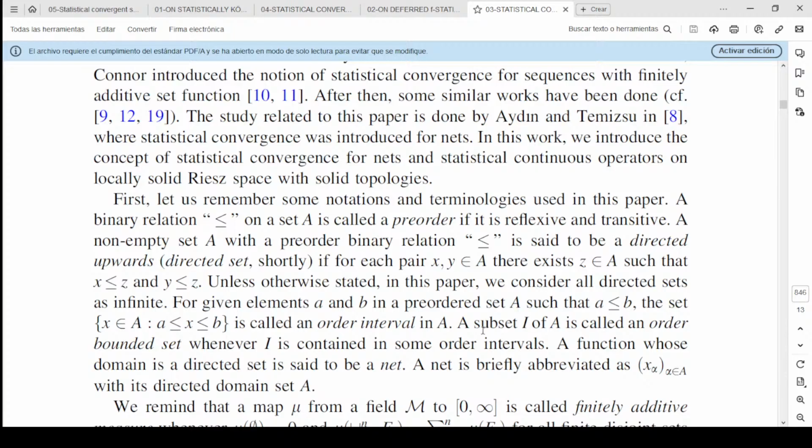We say that a binary relation on a set A is called a preorder if it is reflexive and transitive. A non-empty set A with a preorder binary relation is said to be directed upwards, or shortly a directed set, if for each x, y from A there exists a z such that x is less than or equal to z and y is less than or equal to z. Here I just need to emphasize that this is not necessarily the usual inequality of numbers. This is a much more generalized version of it.